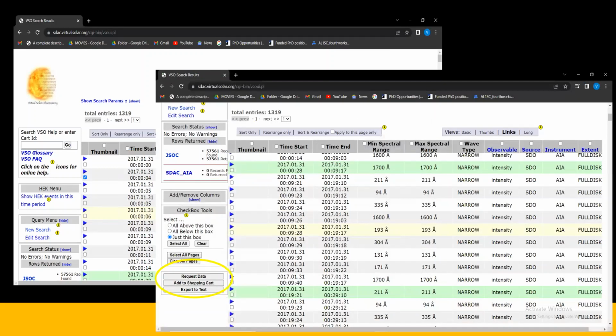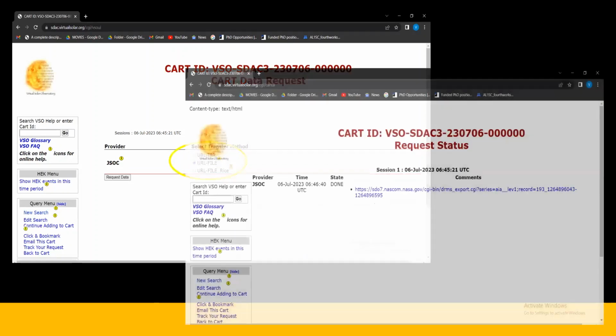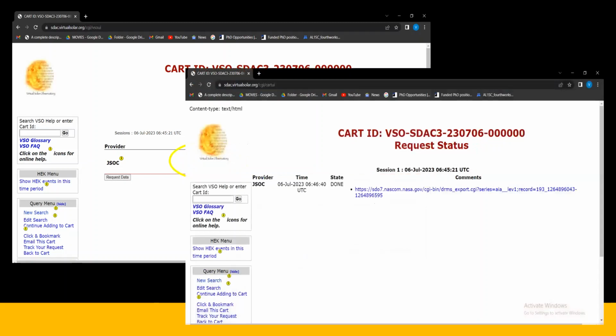After that, we requested the data and then selected the URL file. And finally, we downloaded our data by clicking on this link. Now I hand over to Vaishali for the data analysis.